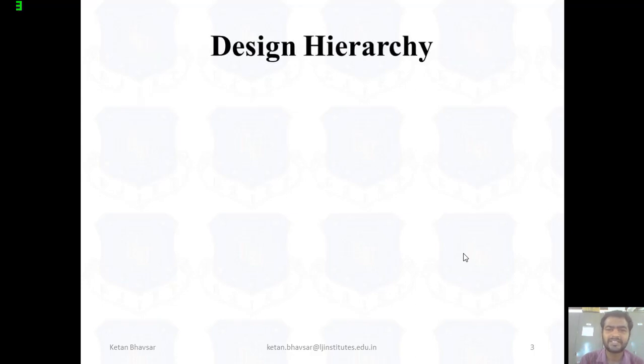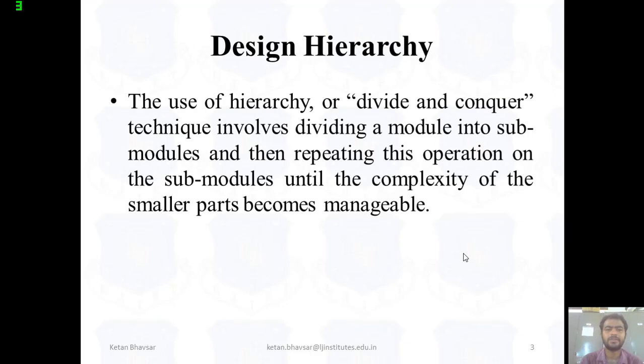In this session, we first discuss hierarchy. What exactly is design hierarchy? The use of hierarchy, or divide and conquer technique, involves dividing a module into submodules and then repeating this operation on the submodules until the complexity of the smaller parts becomes manageable.